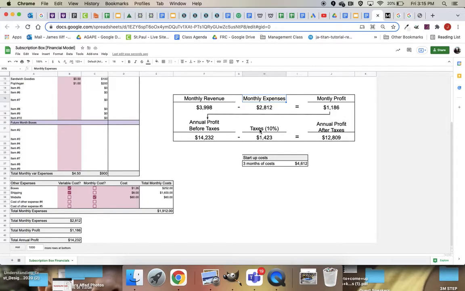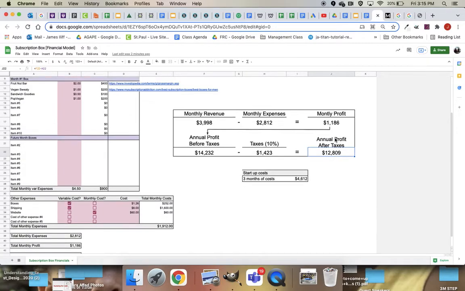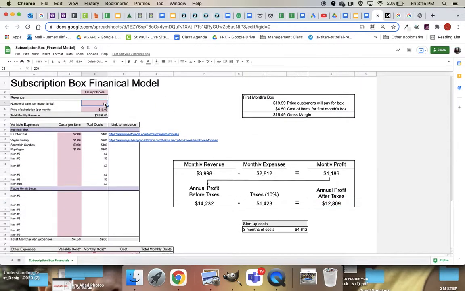Now, if we extrapolate that out over a year, so I just took this number times 12, that's going to give you your annual profit before taxes. Taxes cost about 10%, so here we have to subtract taxes. And here we have our annual profit after taxes. Long story short, guys, if we sell 200 boxes at $19.99, given all of these expenses, we should make almost $13,000 in profit.